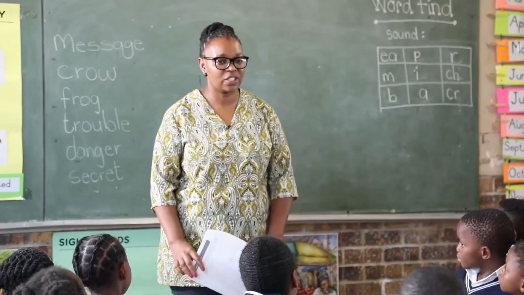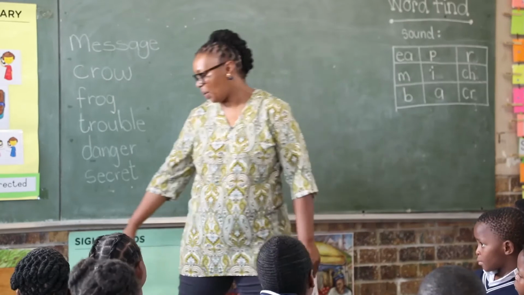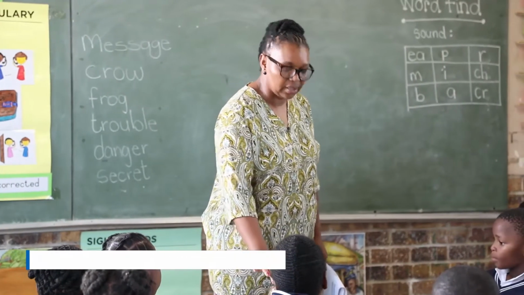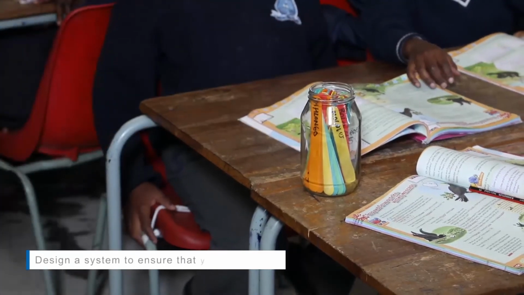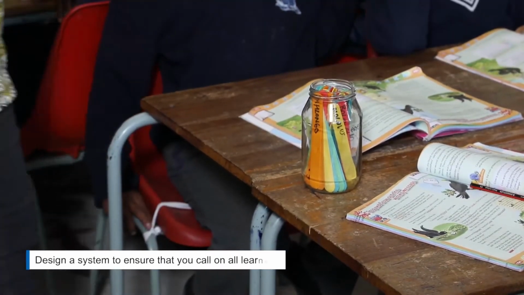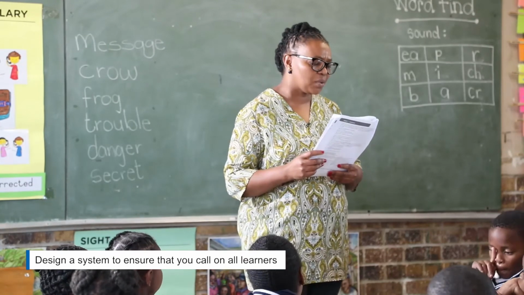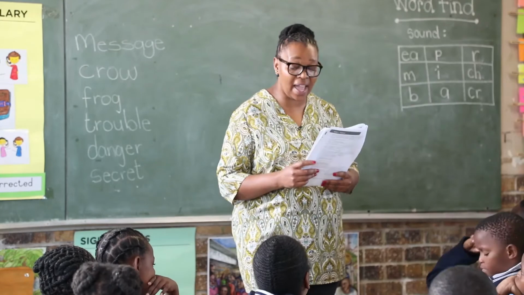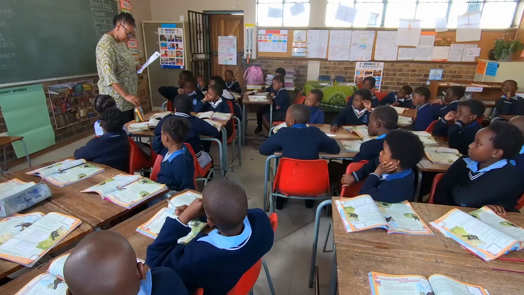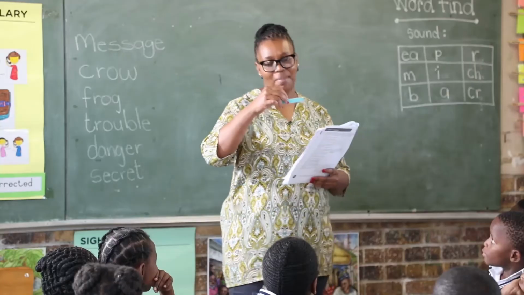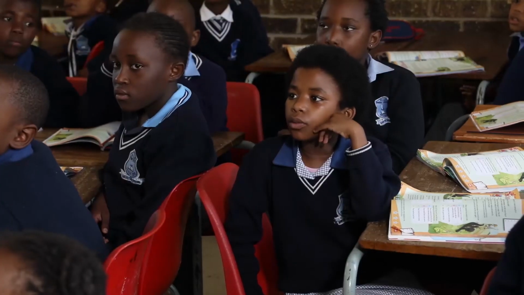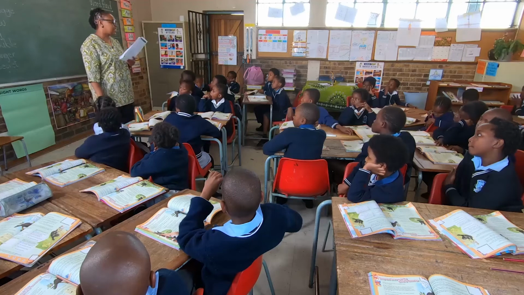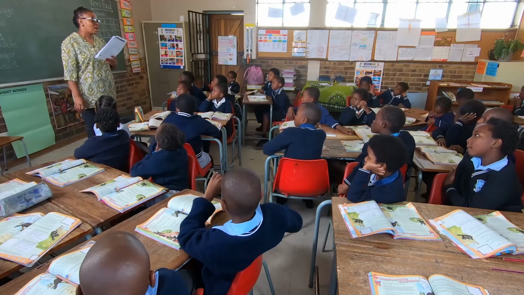Now that I've read the story for you, boys and girls, I'm going to ask you some questions. And I will, as usual, draw your names from the bottle and ask you a question. The first question is, what did Crow and Frog think DM meant? Martha? It meant don't move. Yes, it meant don't move. Very good.